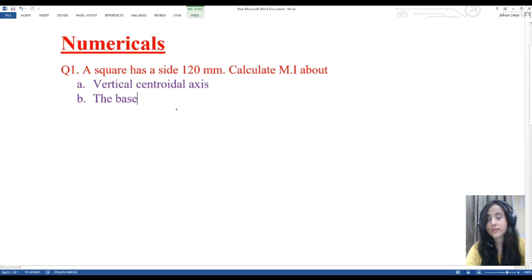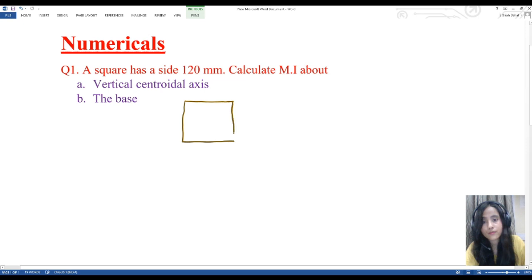From the question it is clear that the geometrical section that is given is a square. So let us draw a square first. A square. So if this is B, my B will be equal to 120 mm. If this is D, this will also be 120 mm since it's a square.